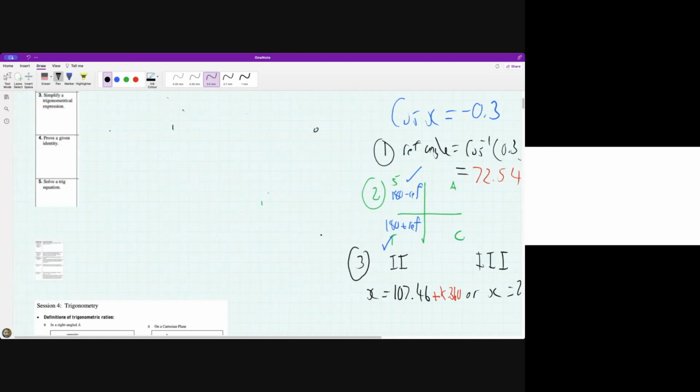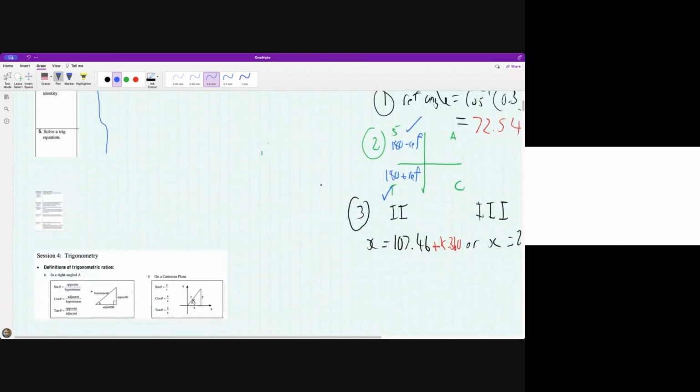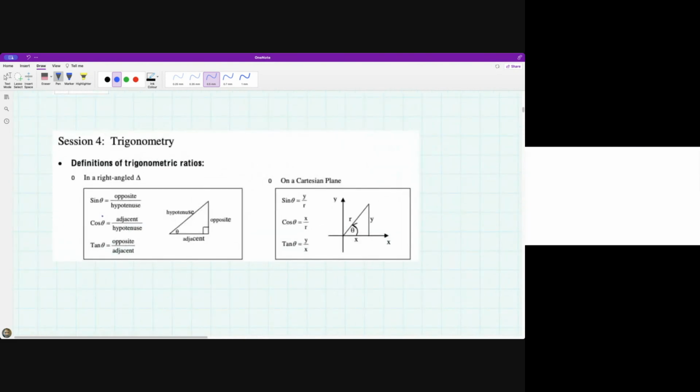Okay, so we've had a look at the big 5 general trig questions. Let's have a look at just some other theory that goes with this. I'm just going to remind you of this. The basic stuff from trig is we always need to know about sine, cos, and tan, and that's in a normal, I call this a freestanding triangle.